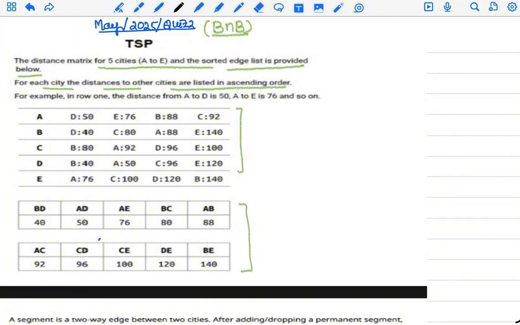Both are in ascending order, this distance matrix is also in ascending order, and this list is also in ascending order. In one row, the distance from A to D is 50 and from A to E is 76, A to B is 88, A to C is 92 and so on. For every city to every other city, the distances are given in this distance matrix.